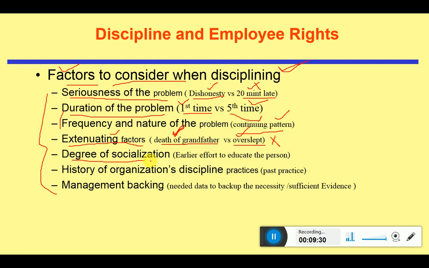Next thing is degree of socialization. What is degree of socialization? Degree of socialization simply means to what extent has management or the HR department made an earlier effort to educate the person causing the problem about the existing rules and procedures and the consequences of violation. So discipline severity must reflect the degree of knowledge that the violator holds of the organization standards of acceptable behavior. Simply stated, that's the way.